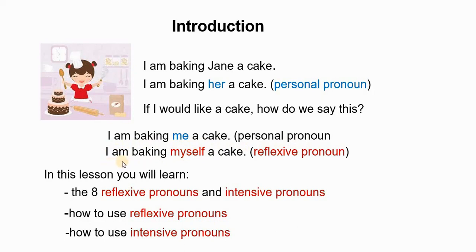Number two here. I am baking myself a cake. This is now correct. This is now using a reflexive pronoun, myself, and this is correct. So here is an example of a reflexive pronoun, and this is what we're going to look at in this lesson. So in this lesson you will learn the 8 reflexive pronouns and intensive pronouns, and then you will learn how to use reflexive pronouns and how to use intensive pronouns.